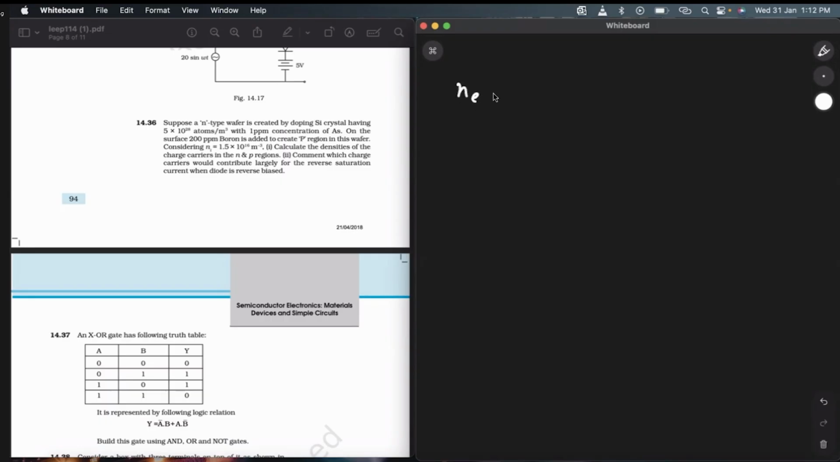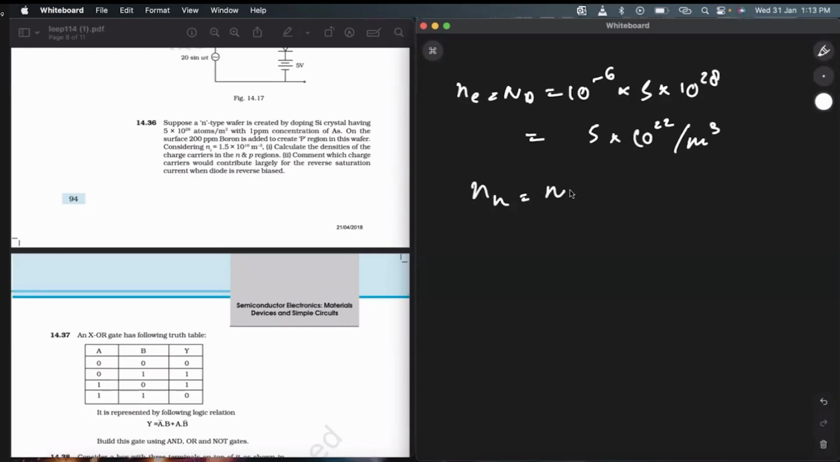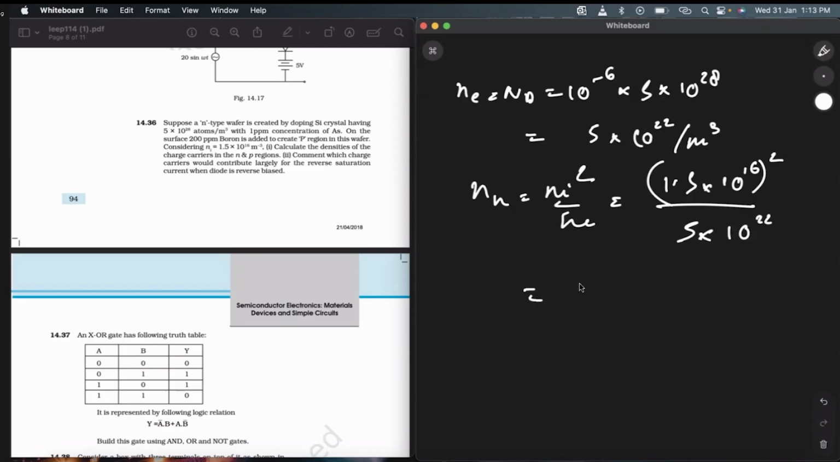So what is happening? N electron equals 10 to the power minus 6 into 5 into 10 to the 28 atoms per meter cube. So it will be 5 into 10 to the power of 22 atoms per meter cube. Alright. The number of minority carriers in N type is Ni square upon Ne. It will be 1.5 into 10 to the power of 16 the whole square divided by N electron, which is 5 into 10 to the power 22. We have worked this out here. So if we calculate this, 0.45 into 10 raised to the power of 10 per meter cube is the density of holes.